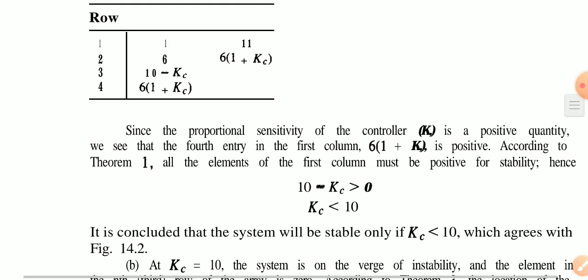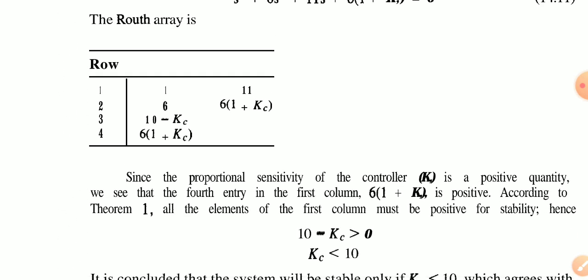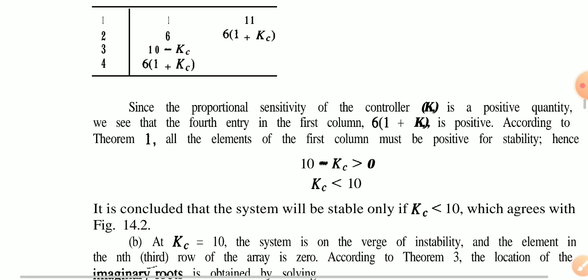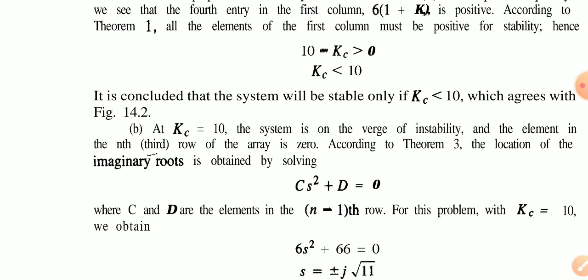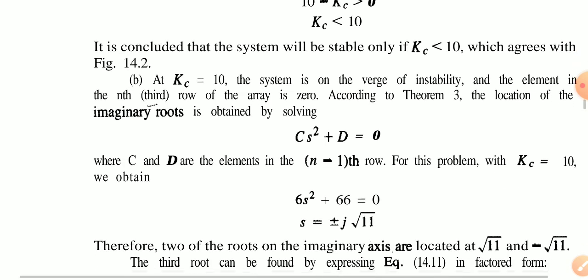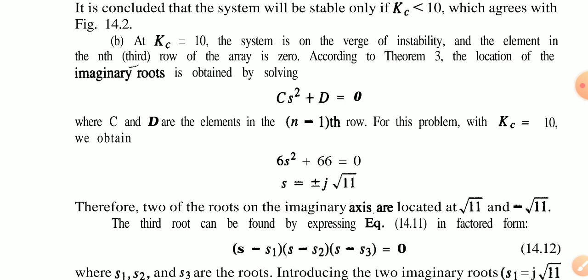So simply find this row and column, and the value comes as 10 minus Kc, which must be greater than 0, so Kc less than 10. We conclude that the system will be stable only if Kc is less than 10, which agrees with figure 14.2. At Kc equal to 10, the system is on the threshold of instability.